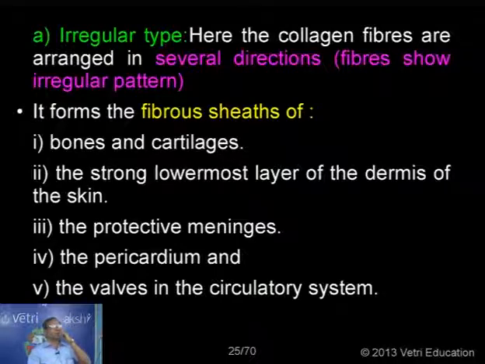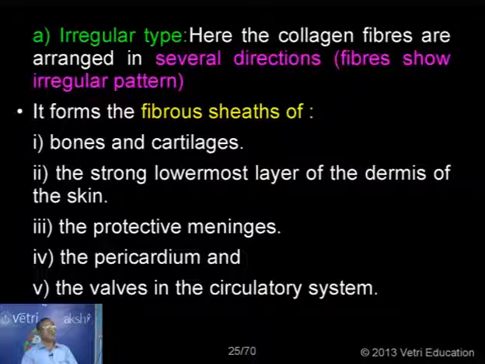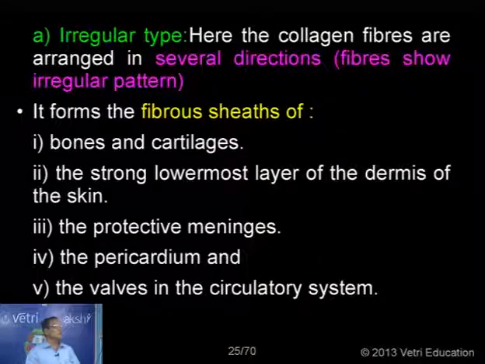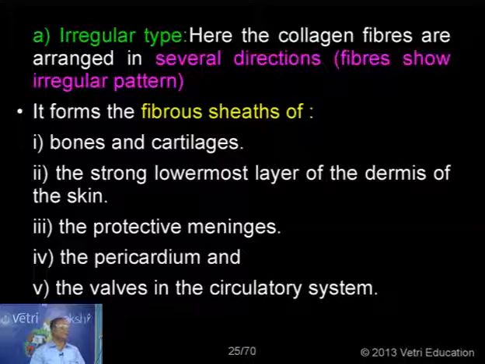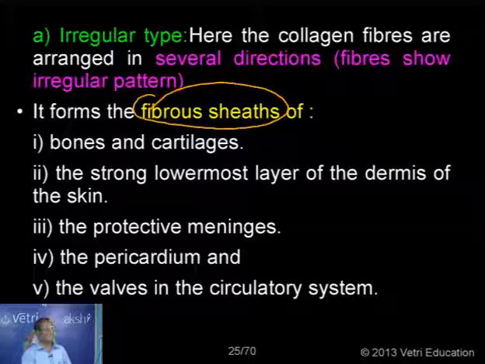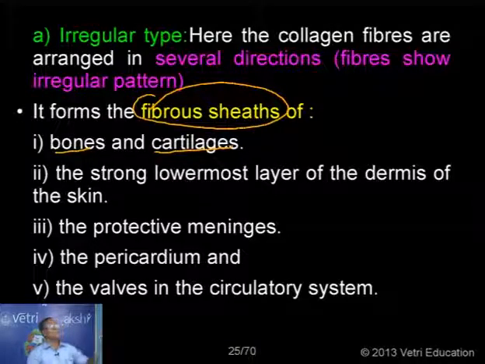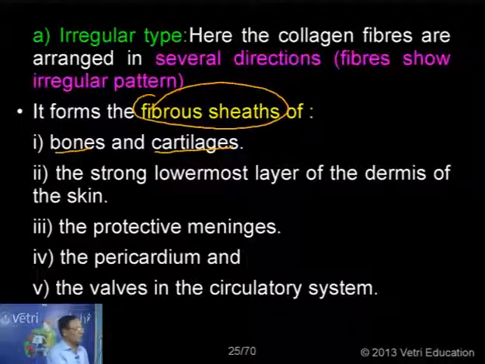Now the irregular type. As the name implies, here the collagen fibers are irregularly arranged in several directions, so the fibers show an irregular pattern. Where is it found? It forms a fibrous covering of bones and cartilage. Bones and cartilages are surrounded externally by membranes made of this dense fibrous connective tissue. Also, the strong lowermost layer of the dermis, just below it, is made up of this irregular type.